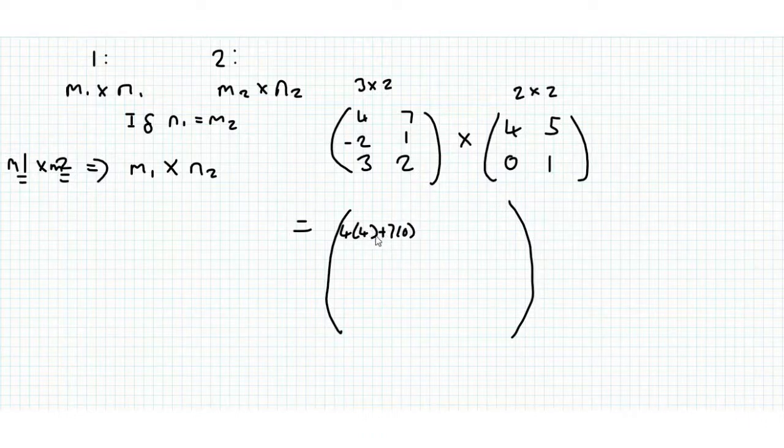Alright, and then for the next one down, so this is now the second row of this matrix, but it's still the first column. So we go down the second row of the first matrix and the first column of the second matrix. So we do minus 2 times 4 plus 1 times 0. Okay, and now for this third row and still the first column, we are on the third row of the first matrix and the first column of the second matrix. So it's 3 times 4 plus 2 times 0.